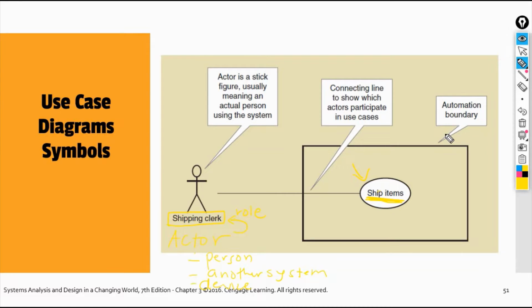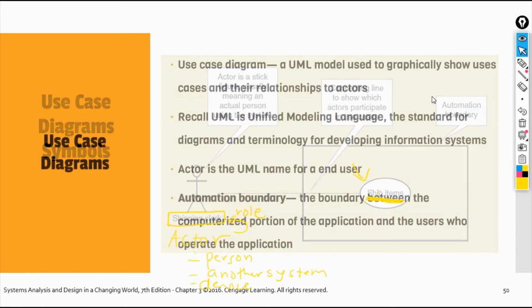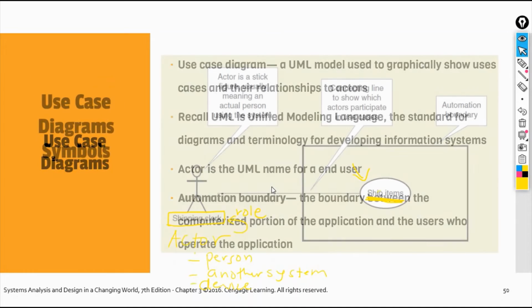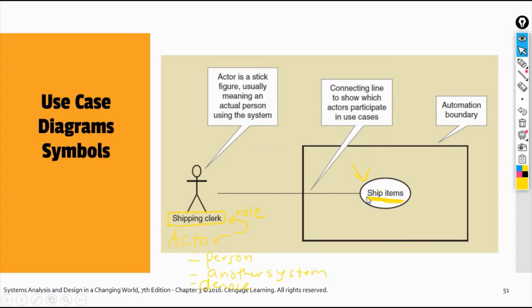So, as you can recall, this list right here of use cases are the names that you will need to put on the oval. So a use case is represented by an oval, and the connecting line between an actor and the use case indicates that the actor is involved with that use case.